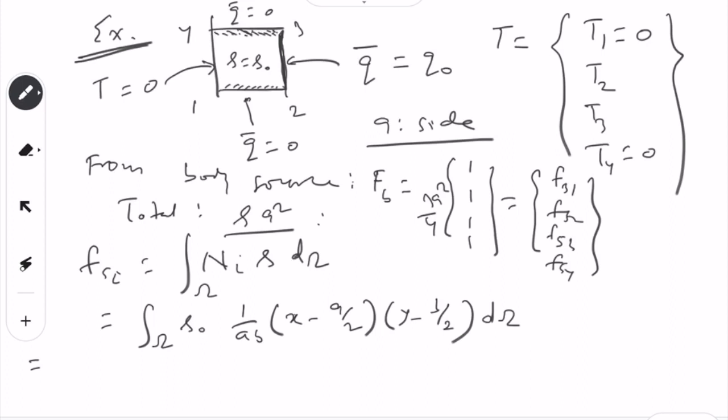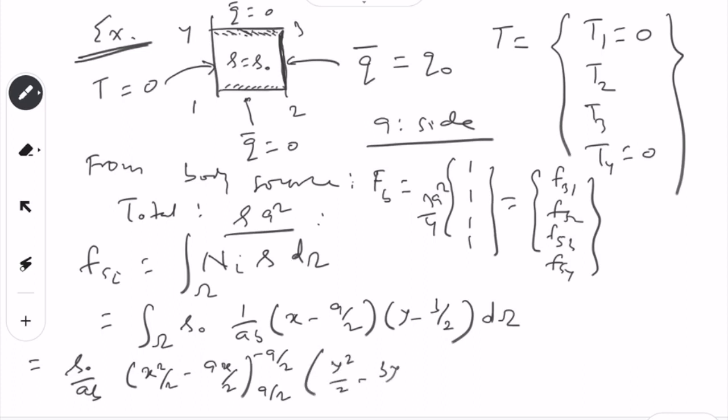S naught over AB, and then we have this one, so we get x square over 2 minus ax over 2 minus a over 2 multiplied by, similarly here, y square over 2 minus by over 2, sorry, this will be b over 2. And what do you get? Here, if you put the minus value, this will not work, only this will be 0. So only this one, so we have minus a, and then, sorry, one thing, this has to be plus, minus to plus, right? So okay. So what do we get?